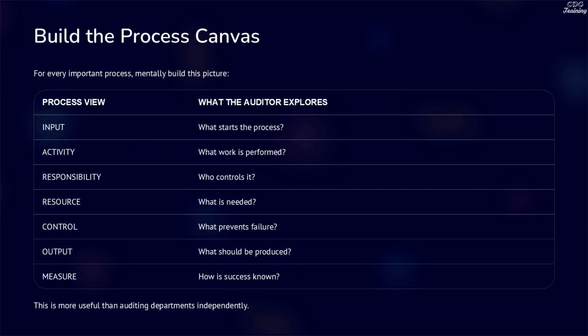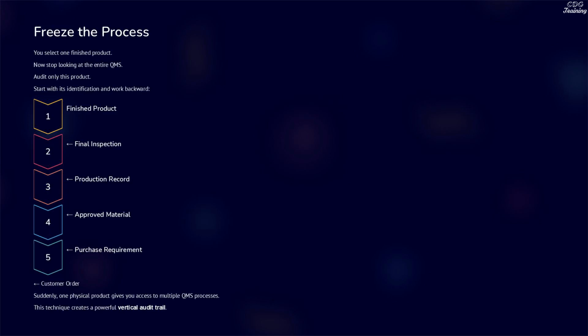For every process, build a mental picture of its components. This process canvas helps auditors explore inputs, activities, controls, and more, providing a comprehensive view of the process. By freezing the process, you can focus on specific elements within the quality management system. This technique allows for a detailed audit trail, enhancing your understanding of the process flow.